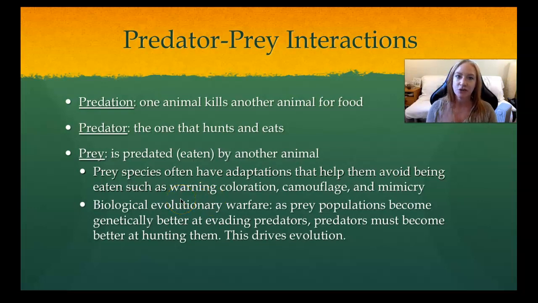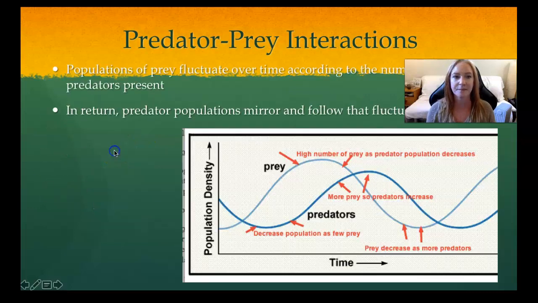Ambush predators jump out at their prey. So this sometimes causes something called biological evolutionary warfare, where over time, prey populations get better and better at evading predators, and predator populations get better and better at hunting them. And over time, it can cause drastic physical adaptational changes to both of them. And this drives evolution in a habitat.